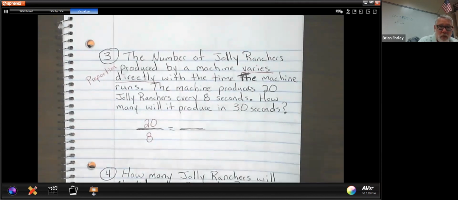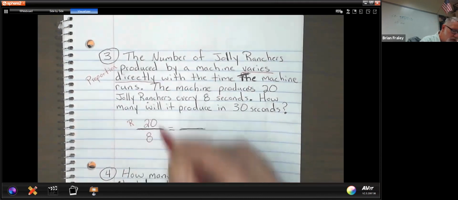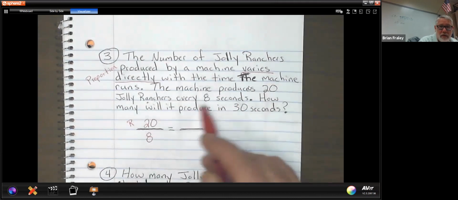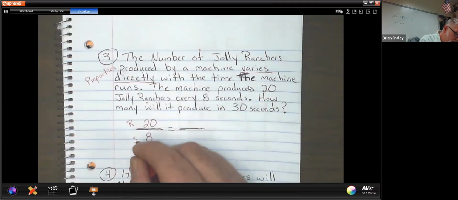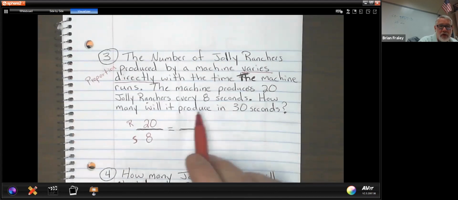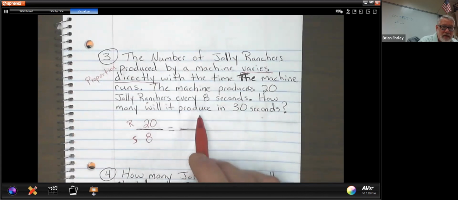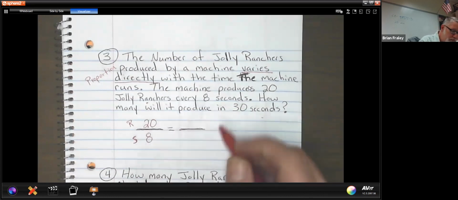Now we need to label it. They're not X and Y. We could label X and Y, but let's label it to what they actually say. 20 refers to the Jolly Ranchers. So I'm going to put R for Ranchers. 8 refers to the S, the seconds. So put S for seconds. And then let's find our third number. It says, how many will it produce in 30 seconds? So 30 is seconds. That should go on the bottom.